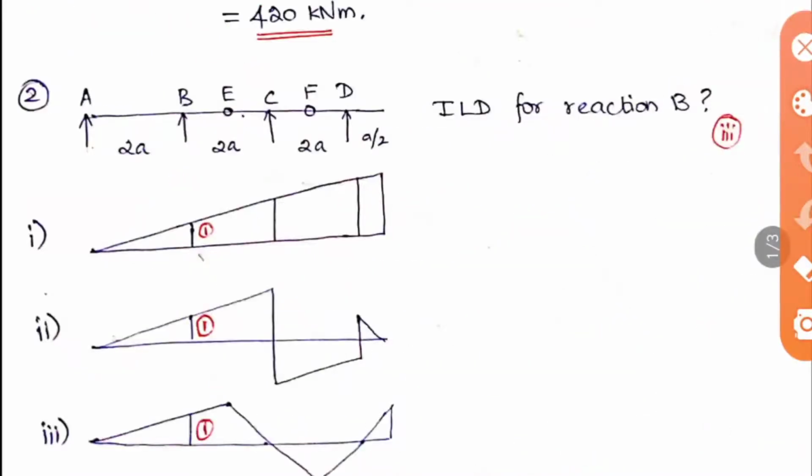Question number 2. So here a beam is given and they have to find the ILD for the reaction at B. Okay, so whatever the reaction, you can use Muller-Breslau's principle. As we saw, if it is a point, you have to apply the unit displacement there. So here at point B, where they have asked, you have to apply a unit displacement. Okay, so we have applied the unit displacement. So now you see the diagrams below.